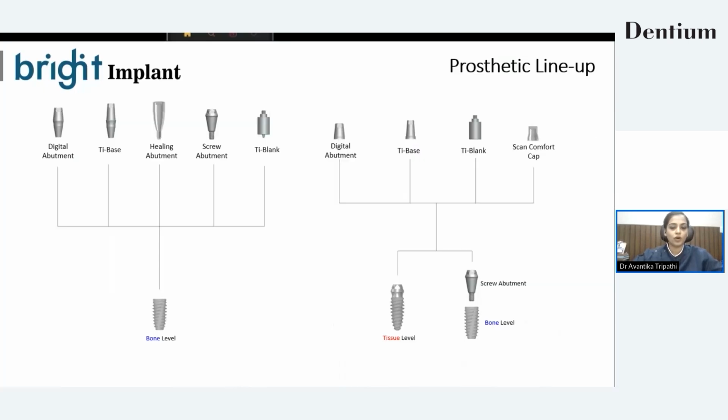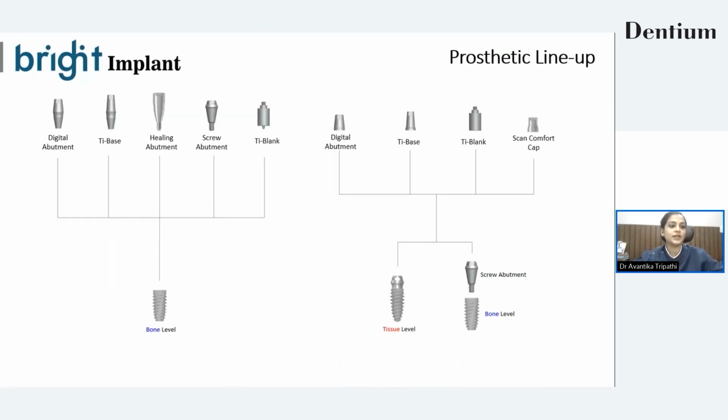As we have already discussed in the previous webinars, Bright implants are of two types, bone level and tissue level. So these are the Bright implant components of bone level and tissue level. The bone level Bright components are these, the tissue level components are these. Now from the initial slide itself, I'll show you how this system has made everything simple and easy to use.